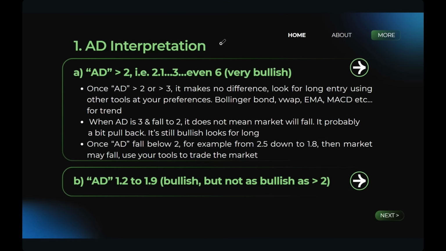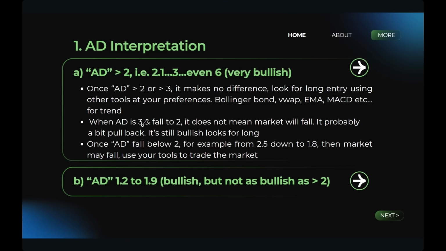AD interpretation. AD greater than 2, that is 2.1, 2.5, 3, even up to 6, is very bullish. Once AD is larger than 2, it makes no difference, because AD greater than 2 is very bullish already. And even if it's greater than 6, it's still very bullish. We'll look for long entries using other tools at your preference: Bollinger Band, VWAP, EMA, MACD, etc. for the uptrend.